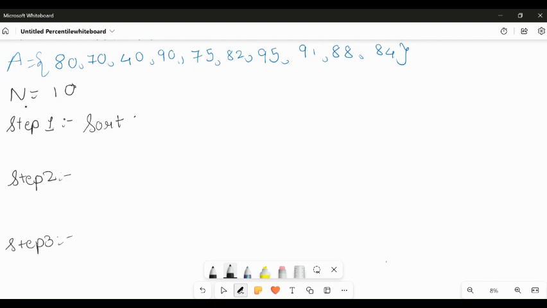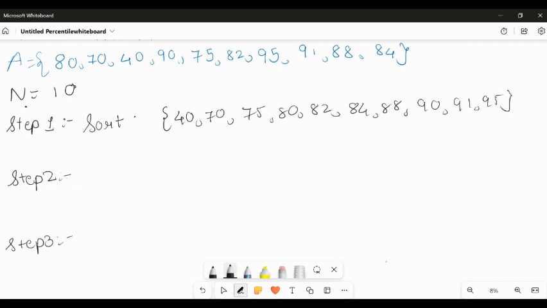Let's do it. Sorting in ascending order, what values come? 40, 70, 75, 78, 82, 88, 90, 91, and 95. These are the values I got after sorting in ascending order.